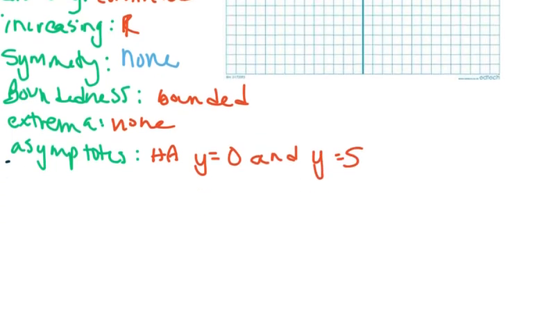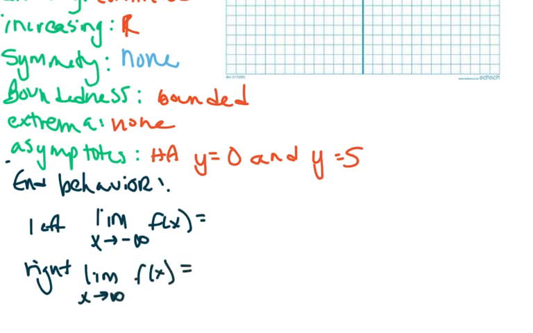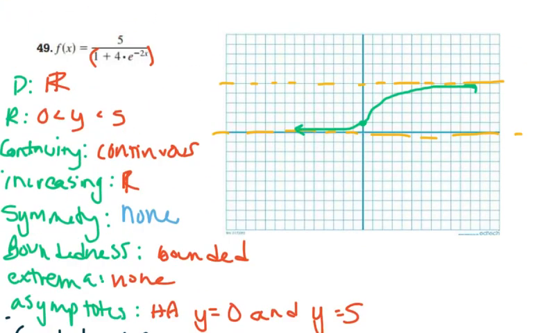And then the last piece is your end behavior. And so we're going to look to the left and to the right, meaning the limit as x goes to negative infinity of the function, and the limit as x goes to infinity of the function. And so as it goes to the left, it's going to go to 0, and as it goes to the right, it ends at 5. Alright, so that is the rest of that assignment.